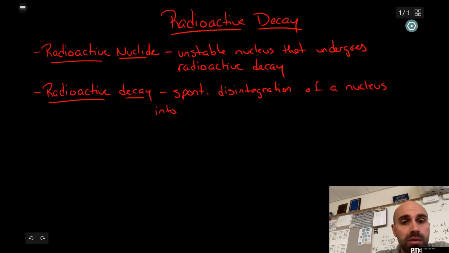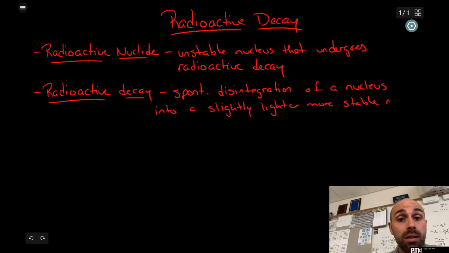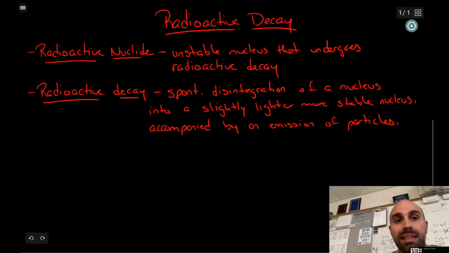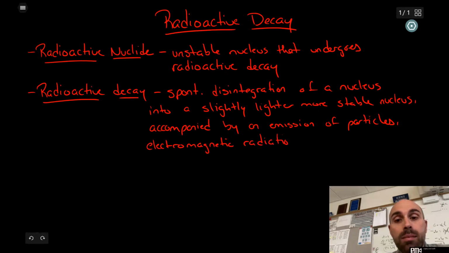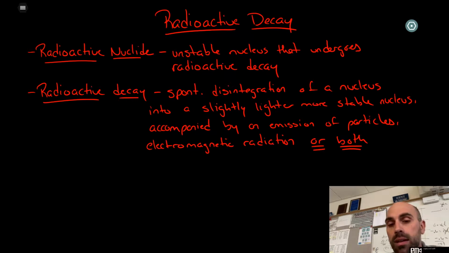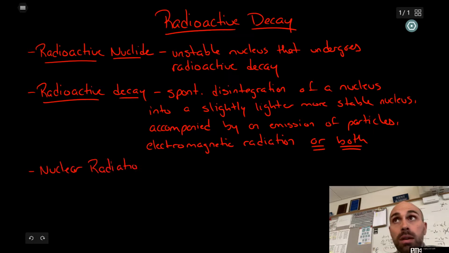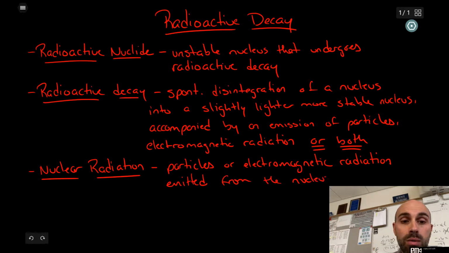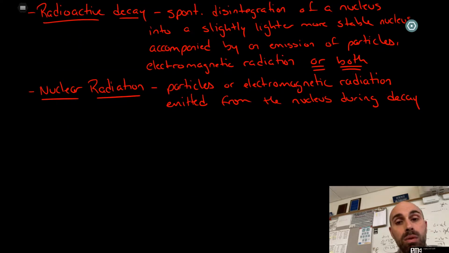So back to these definitions. Radioactive nuclide, that is an unstable nucleus. Since it's unstable, it is going to have to undergo radioactive decay. Radioactive decay is the spontaneous disintegration of a nucleus into a slightly lighter, very important, a slightly lighter and more stable nucleus. It's usually accompanied by an emission of particles, protons, neutrons, electrons, and/or the emission of electromagnetic radiation. Very important. It could be one, it could be both. And nuclear radiation is particles or electromagnetic radiation that is emitted from a nucleus during decay.